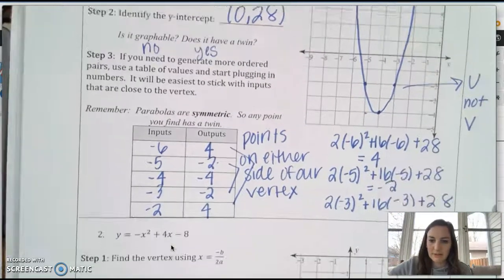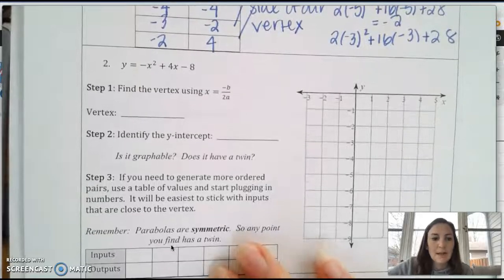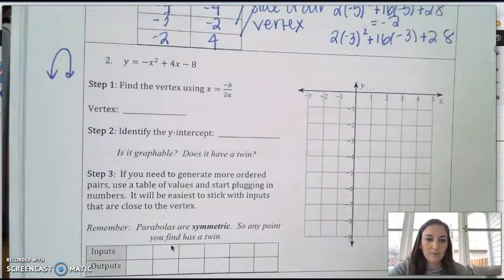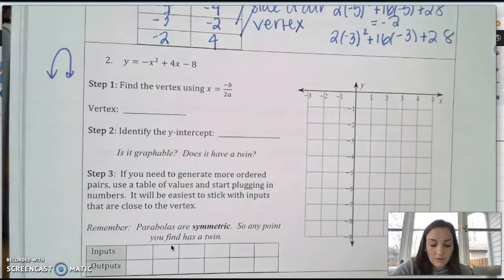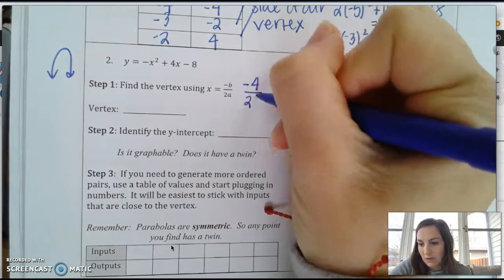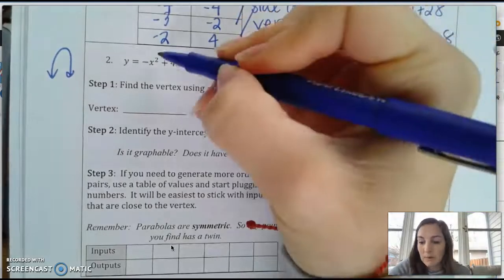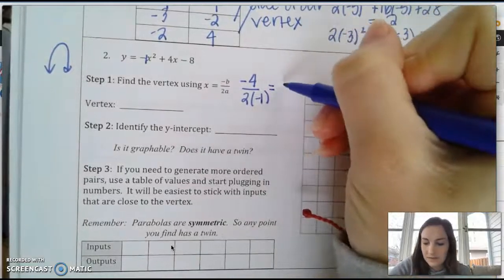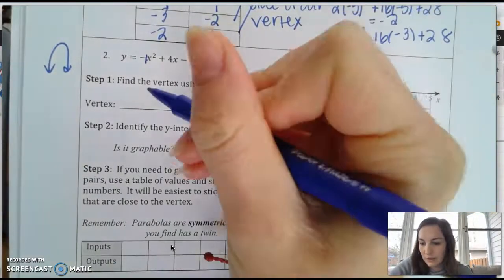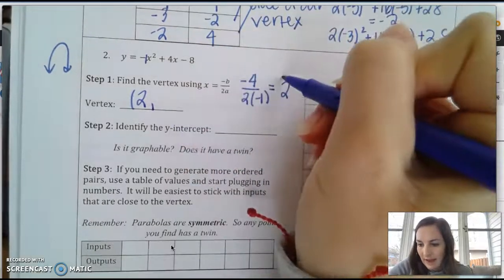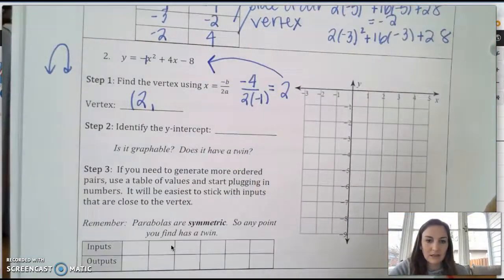So let's try another example here. So next we have a negative graph. So I'm going to just draw myself a little picture. I know eventually it's going to be a hill. So we'll start with finding our vertex. And so I'll do opposite of B over 2A. My A value is -1. Remember that negative tells us there's a little -1 in front there. And so this simplifies to 2. So my X value is 2 of my vertex. And now I need to plug this back into my equation to figure out what my Y value is.